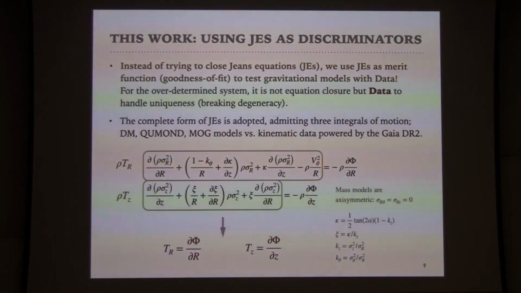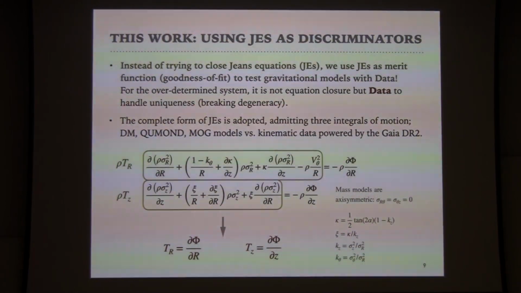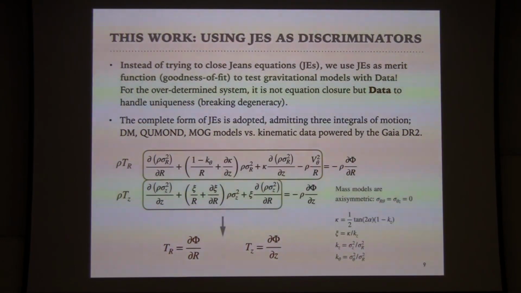First of all, since the mass models are axisymmetric, the two mixed components of the velocity dispersion tensor are zero. Thus, we can write these complete Jeans equations as two independent equations in cylindrical coordinates. And here we can say only if a theory does not need to put any additional assumptions to be consistent with the Jeans equations and observation, then this theory is correct. Thus, we define the two quantities, TR and TZ, here, associated with the observed quantities and the acceleration.